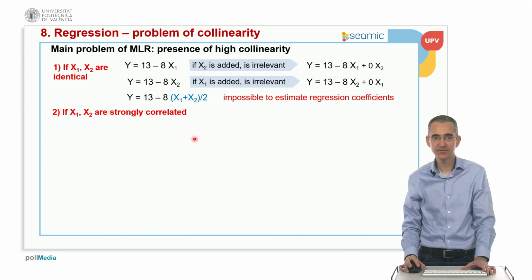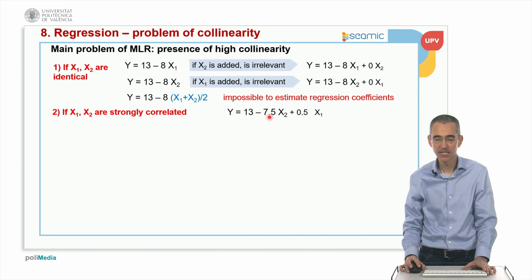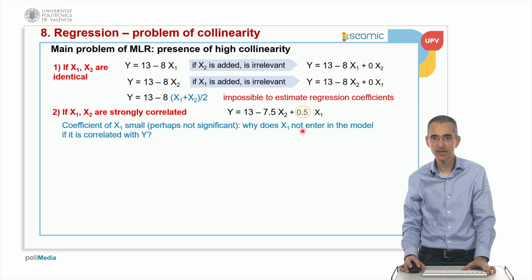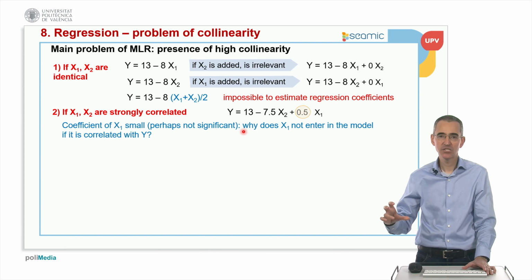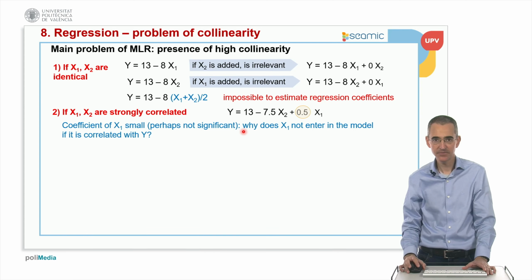And then what happens if instead of being identical, they are strongly correlated? Well, it could be something like this. I have a big coefficient for x2, but a small coefficient for x1, and the coefficient of x1 can be so small that perhaps it is not statistically significant. And then the interpretation can be a bit difficult.